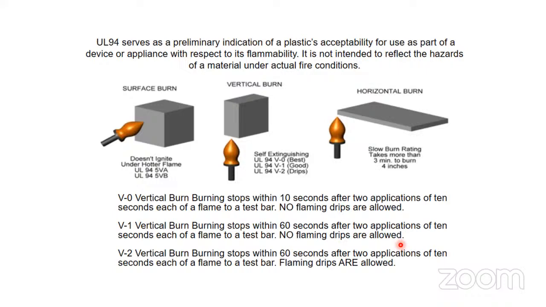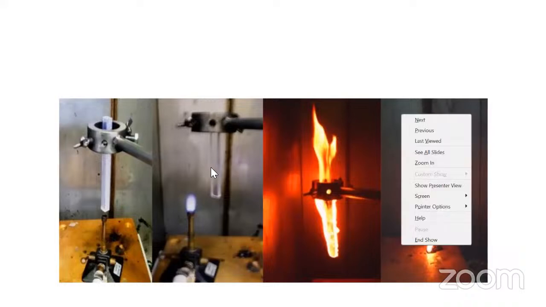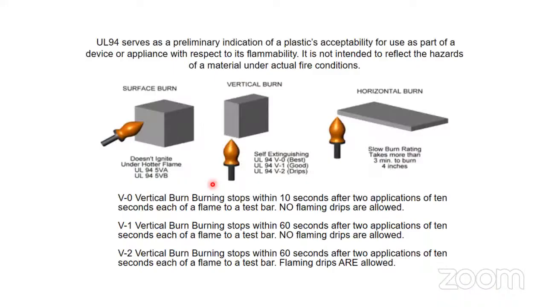So UL 94, does it have only these limitations, or is there anything else, like V0, V1, V2 only, or can other comments be given for the tests? Yeah, if your thermoset material is in the form of strips, like you can see here, then you have these three readings with you. These three readings can present your flame type or burning type.